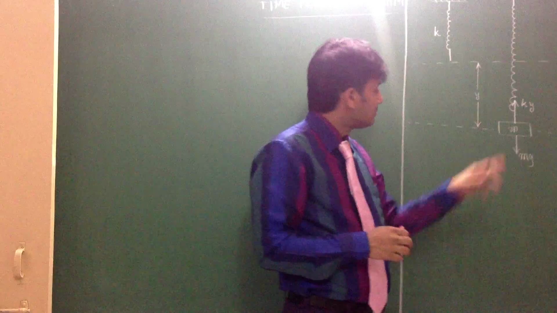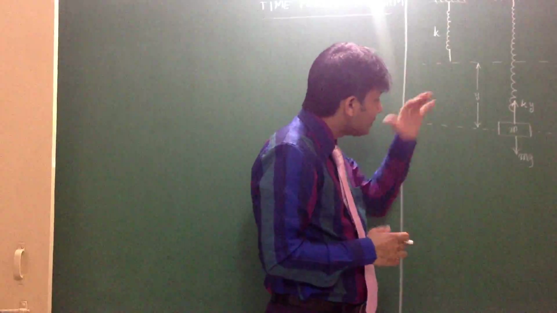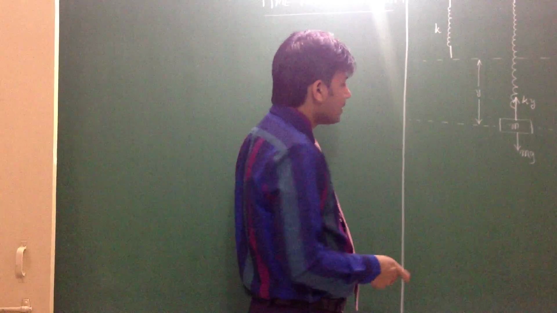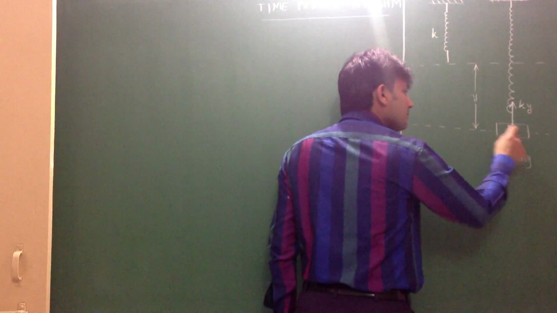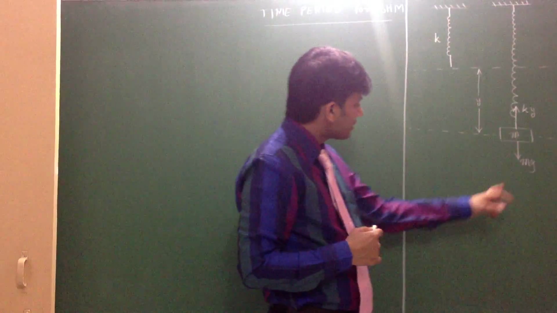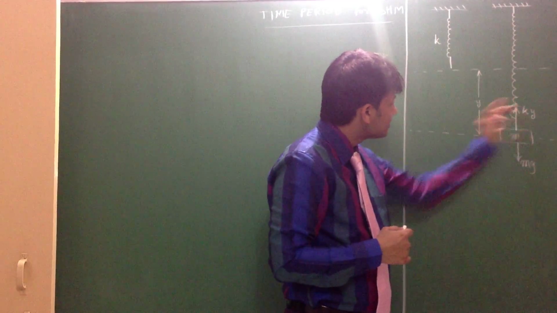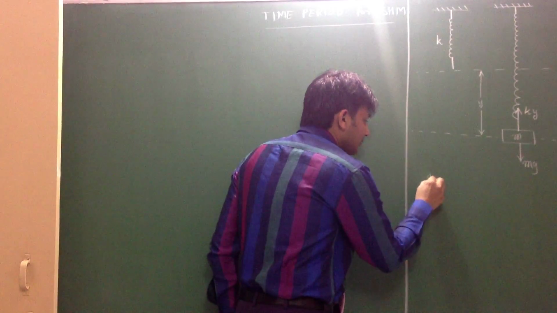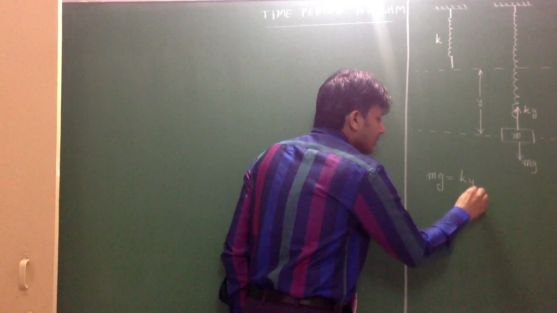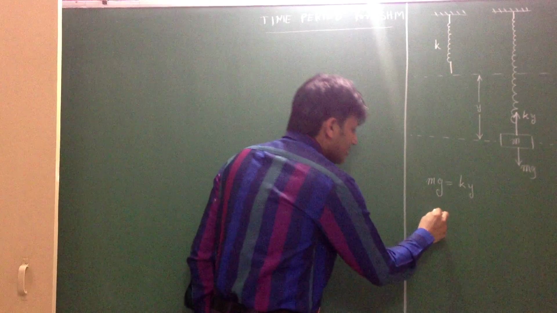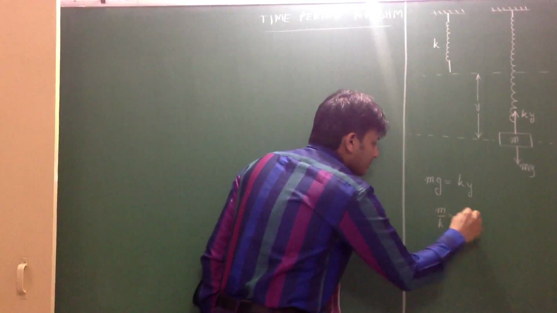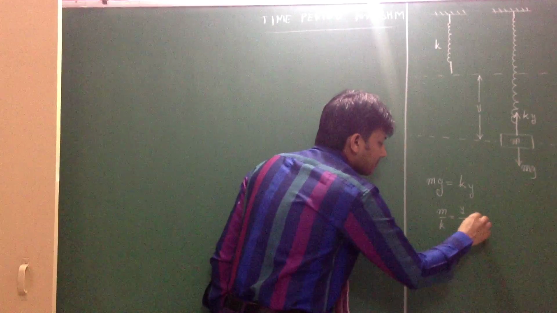Just now this mass m is in equilibrium. That means it is not performing any oscillation. That's why the net force on this mass is 0. I can say that the force acting in the downward direction is the same as the force acting in the upward direction. So mg is equal to ky. We can write that m by k is equal to y by g.